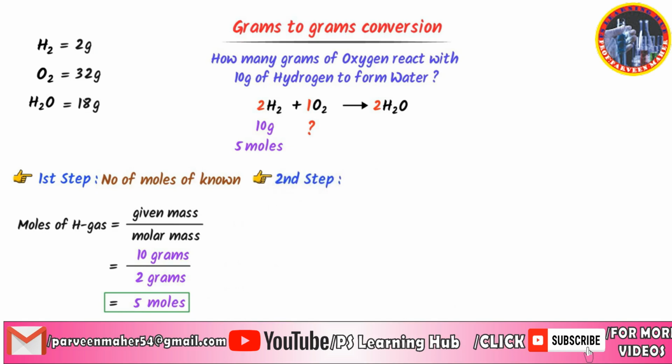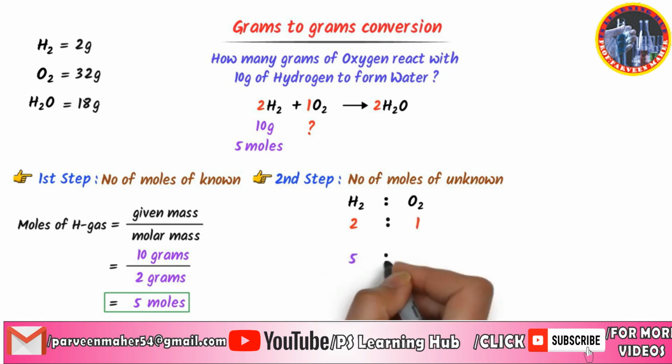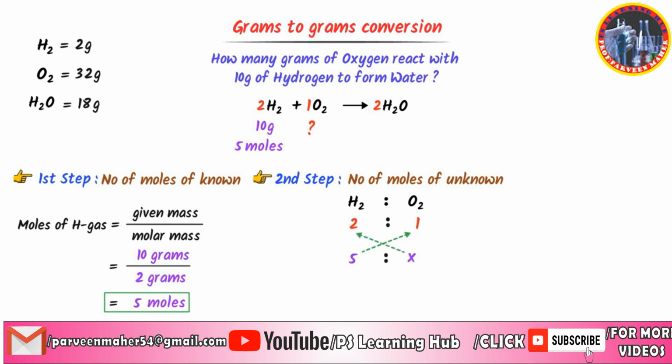In the second step, I find the number of moles of the unknown species, like oxygen gas. To do so, I establish the ratio between hydrogen gas and oxygen gas. We know that it is 2 to 1. Also we know that 5 moles of hydrogen gas react with x moles of oxygen gas. Now I cross multiply them. 2 into x is equal to 1 into 5. After calculation, I get 2.5 moles. Hence 5 moles of hydrogen gas react with 2.5 moles of oxygen gas. Now I will convert 2.5 moles of oxygen gas to grams.